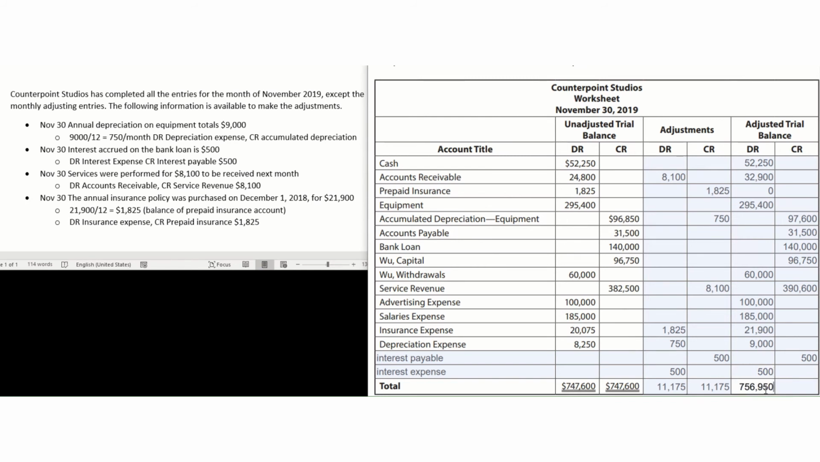And then you would add each column to make sure that they are actually in balance at that point in time. If you're not in balance, what you might have done is, if you say you had a debit here and a credit in the adjustment column, maybe you added them by mistake instead of subtracting them. So it's always very important to make sure that like columns get added, opposite columns get subtracted between each two.